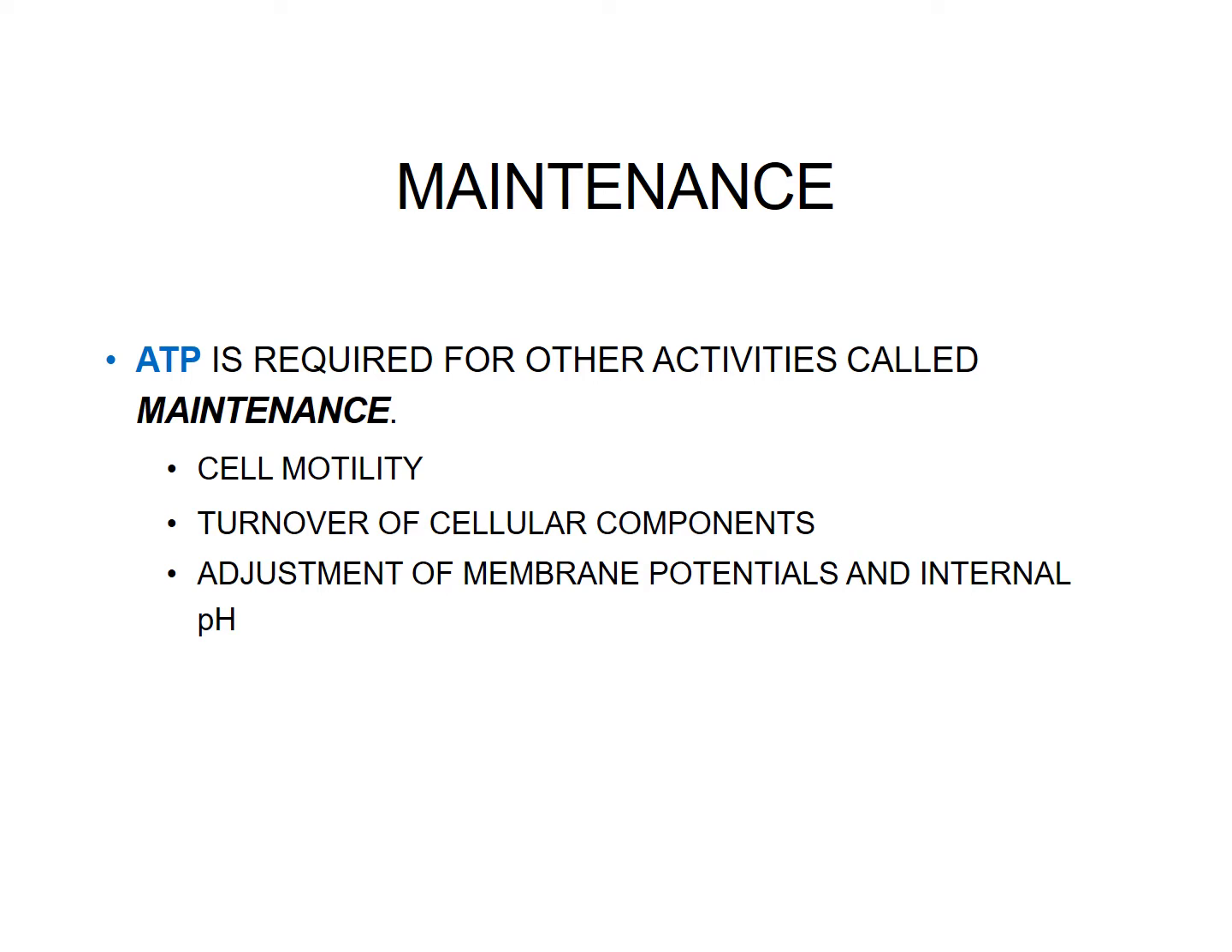From the metabolism, the ATP, the energy produced, will be used as part of producing the biomass. It also will be used for the maintenance of the cell, because the cell will need to move around for motility. It will need to duplicate more. That's why it's called turnover of cellular components. And also energy is needed to adjust the membrane potentials for nutrient transport across the cell membrane, and also to adjust the internal pH.